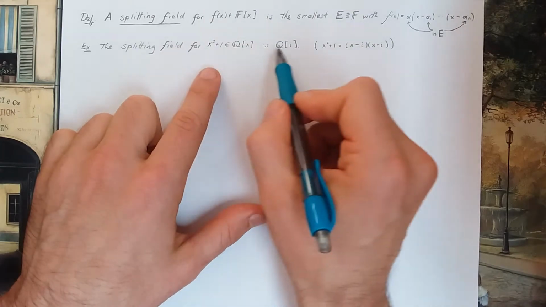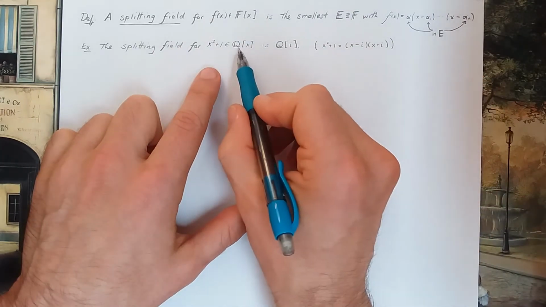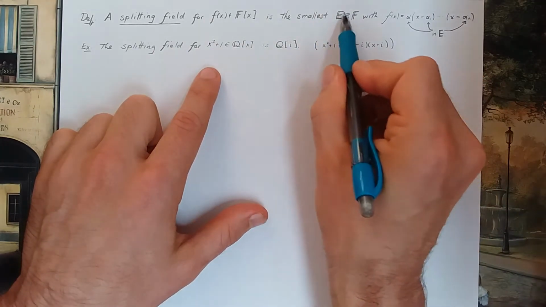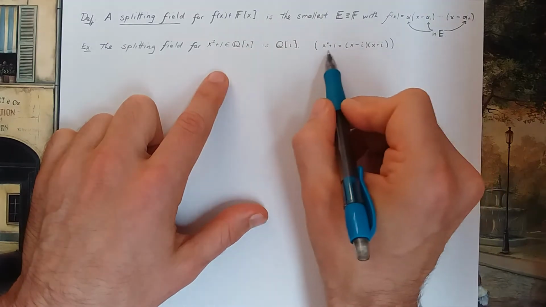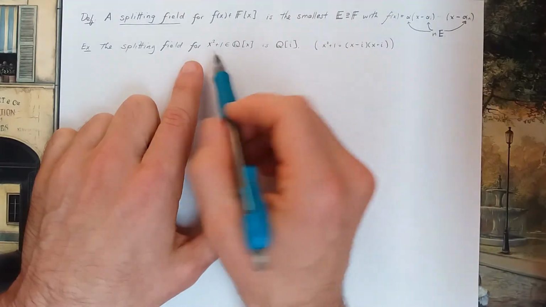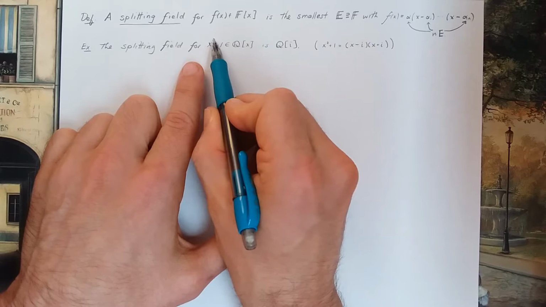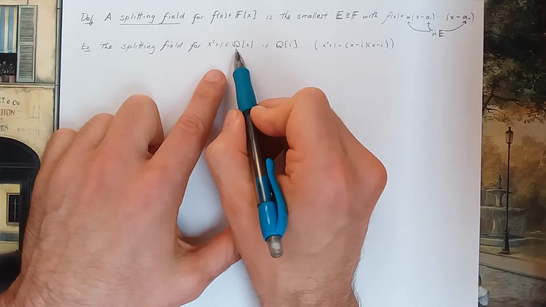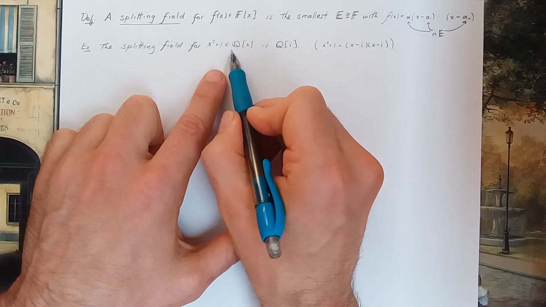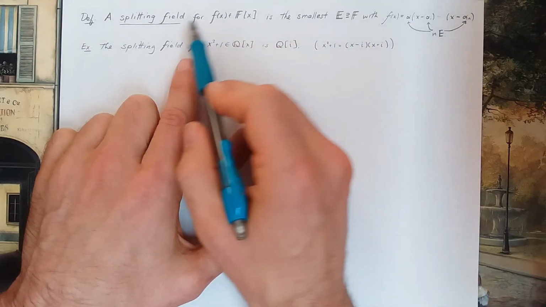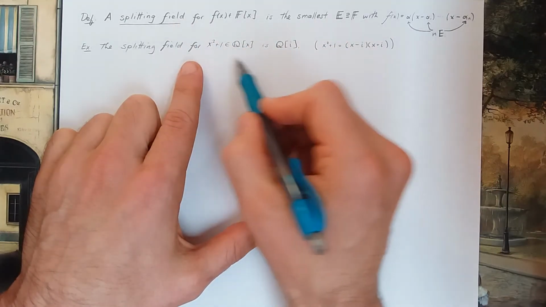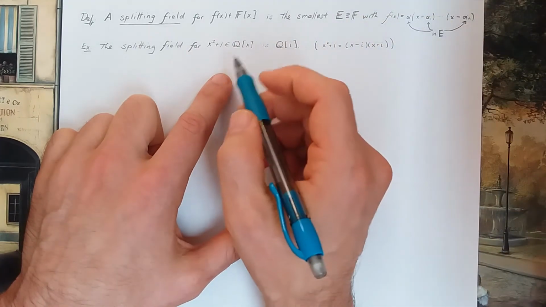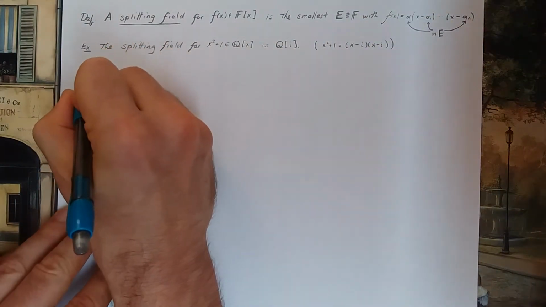The splitting field is not the complex numbers because the complex numbers are not the smallest field that contains this property. Now, if I said x squared plus 1 was in the ring of polynomials over the reals, if I removed this Q and put an R there, then the splitting field for this polynomial would be the complex numbers. Okay, let's do another example.